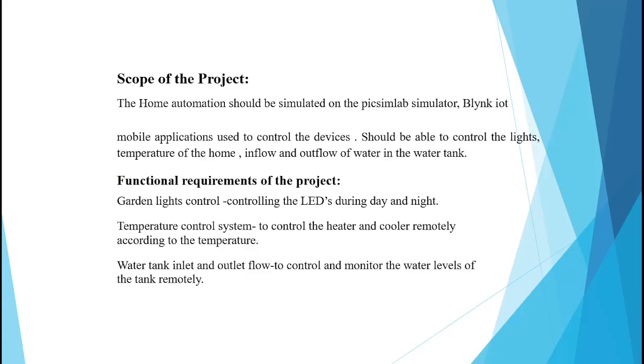Next, scope of the project. The home automation should be simulated on the Picsimlab simulator. The Blink IoT mobile application used to control the devices should be able to control the lights and temperature of the home, and the inflow and outflow of the water in the water tank. Functional requirements of the project. Garden lights control: control the LEDs during the day and night. Temperature control system: control the heater and cooler remotely according to the temperature. Water tank inlet and outlet flow: control and monitor the water levels of the tank remotely.